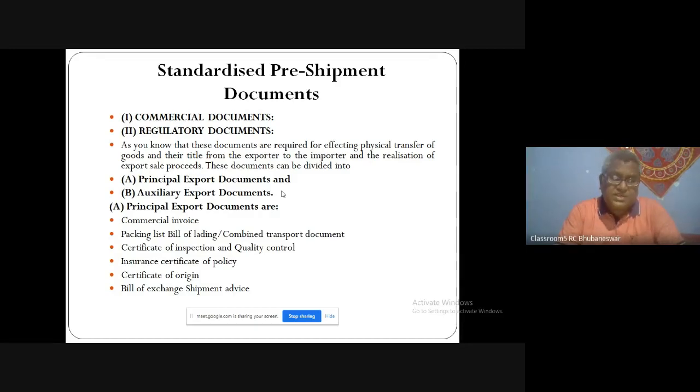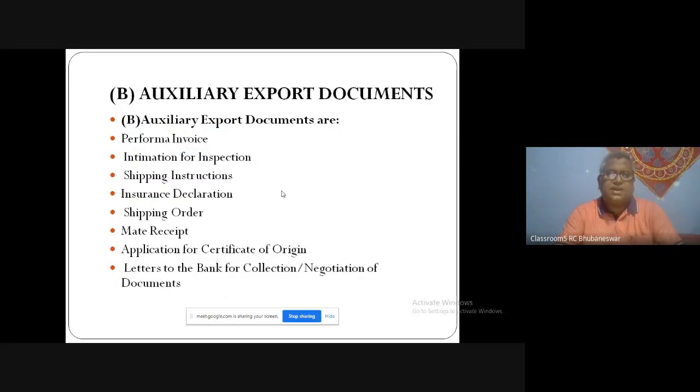If you talk about principal export documents, similarly the commercial invoice, which I have already stated previously when I started my class, I discussed one theory. And a packing list, the bill of lading, certificate of inspection, insurance certificate, certificate of origin, bill of exchange, shipment is required. But in auxiliary export documents, there is a pro forma invoice, inspection, shipping instruction, insurance declaration, shipping order, mate receipt.